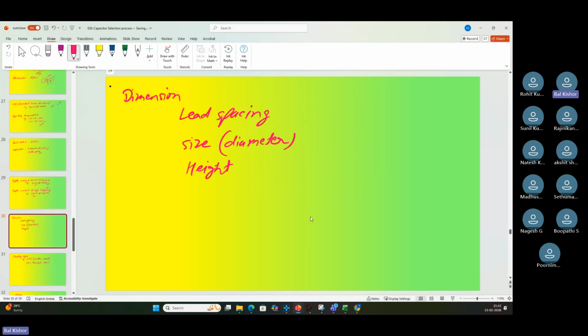Dimension, if you talk about electrolytic capacitors. Ripple current means pulsating, means AC component in DC. Yes.